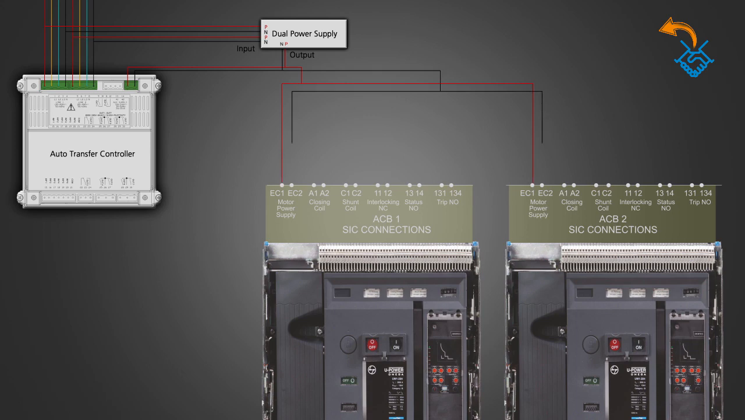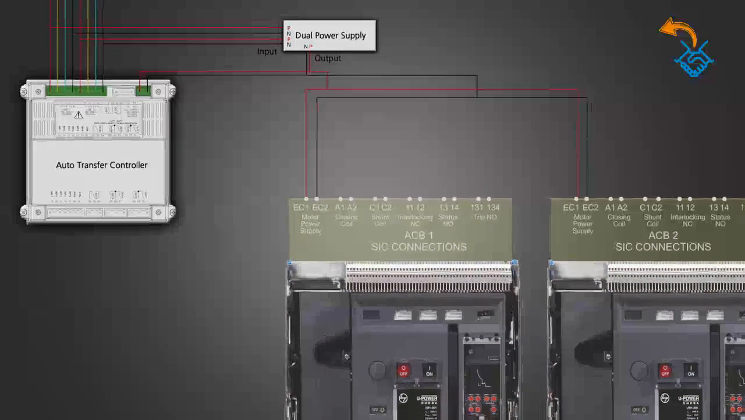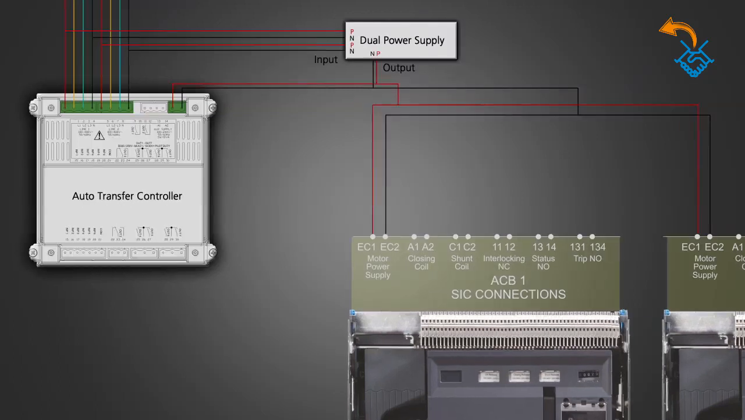Phase and neutral connections from the dual power supply are connected to the motor of ACB SIC terminals EC1 and EC2 respectively of both breakers. Terminals 26 and 29, the common of the controller outputs, are connected to phase of dual power supply.